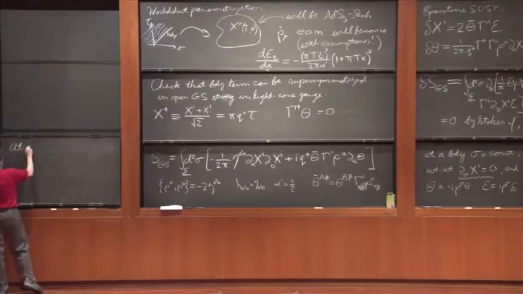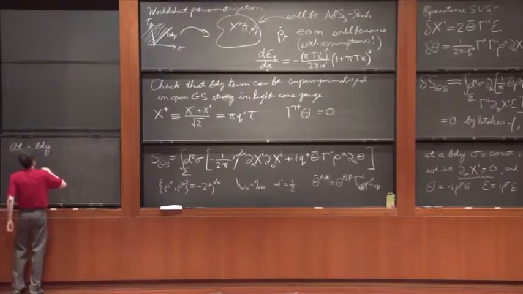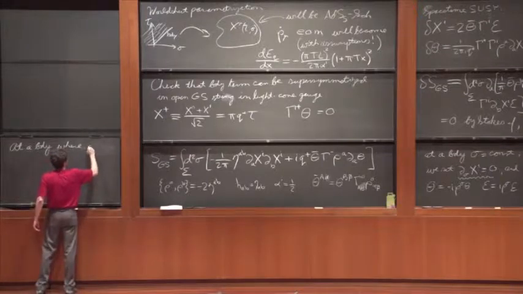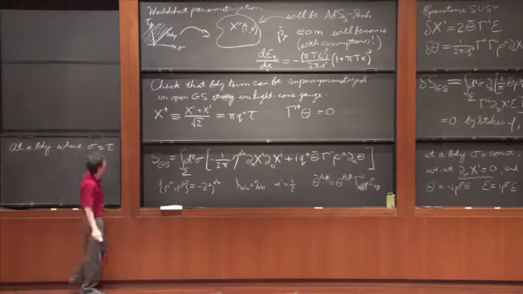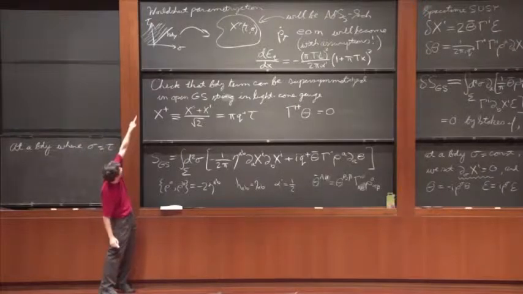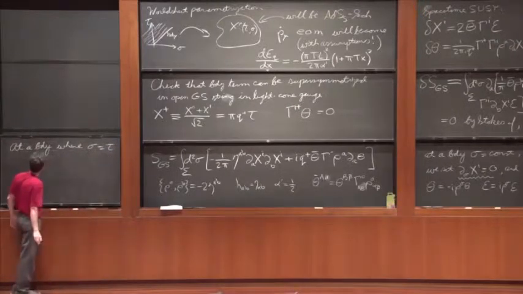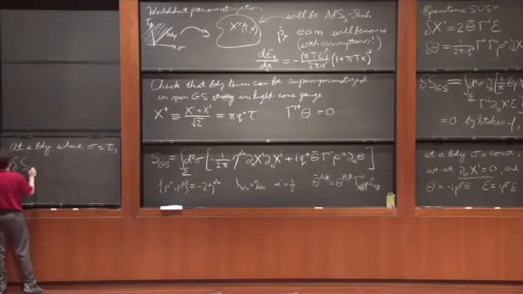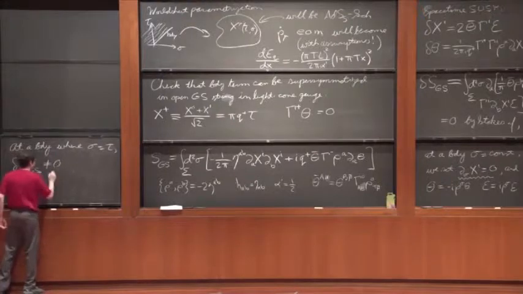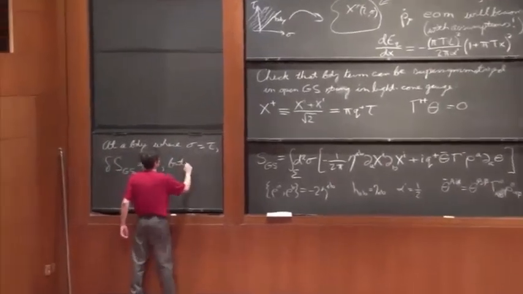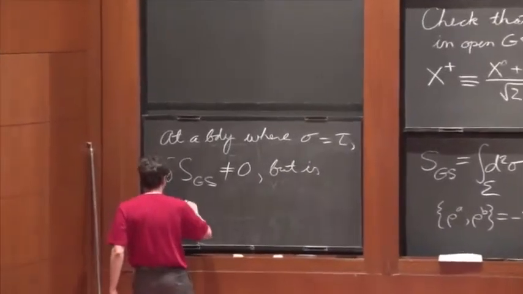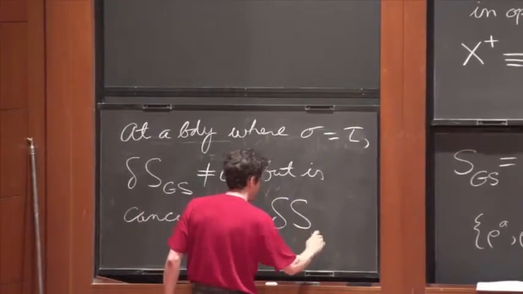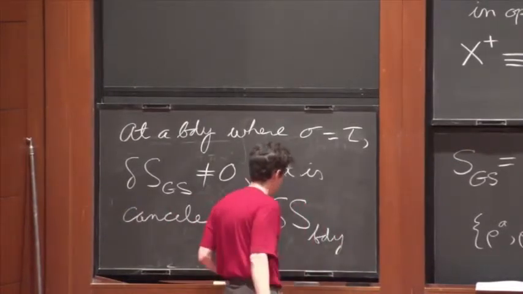So, at a boundary where sigma equals tau, such as that boundary you see in the upper left board up there, you find that this is not 0, but it is canceled by the variation of the following boundary action.